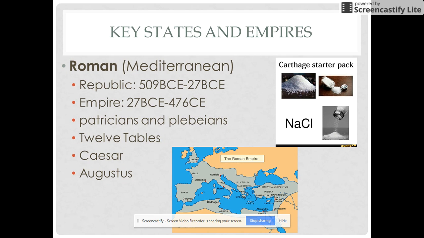Another thing that the Roman Republic government does is create what are called the 12 Tables, which are pretty much the foundation for all Roman and Western laws, like the right to trials, that kind of thing.